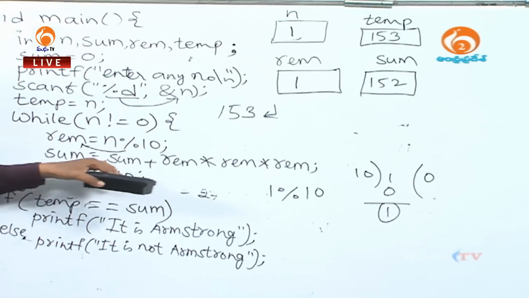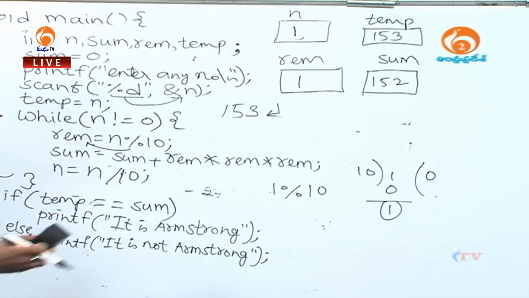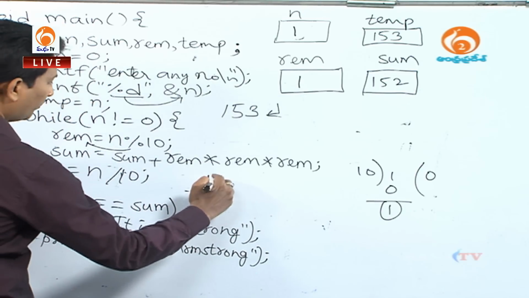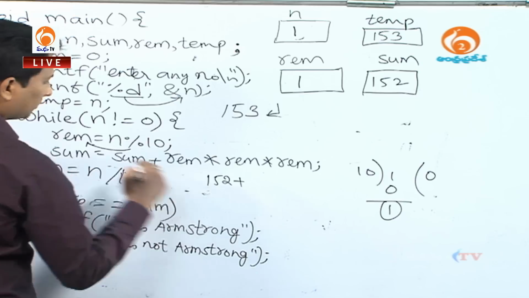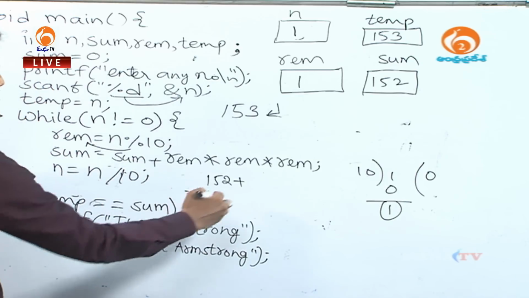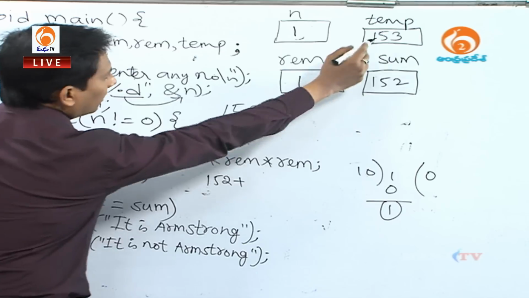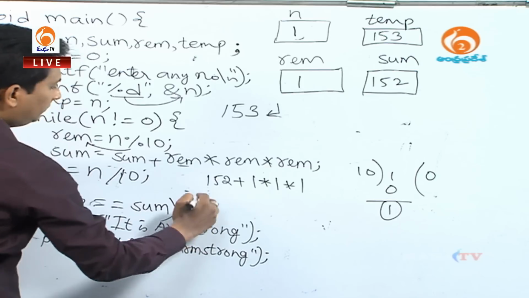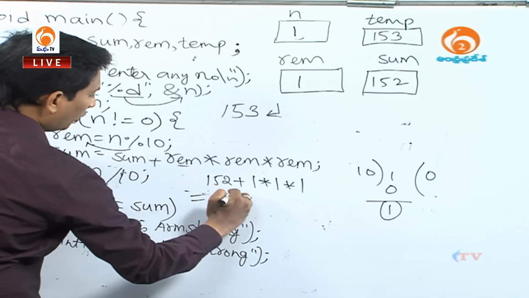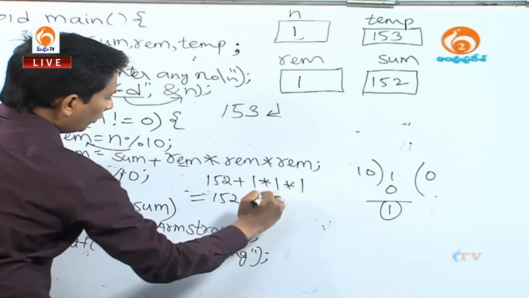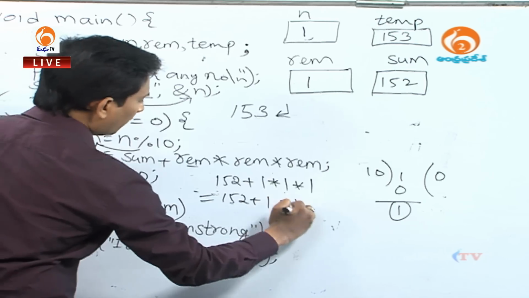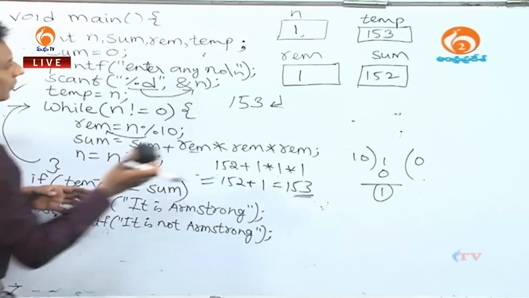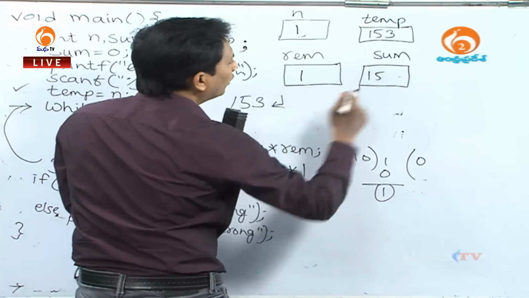Next, sum equals sum plus remainder cubed. Sum right now is 152, plus 1 cubed. Remainder here is 1, so 1 into 1 into 1. 152 plus 1 into 1 into 1, that is 1. So the result is 153, and 153 is stored into sum.